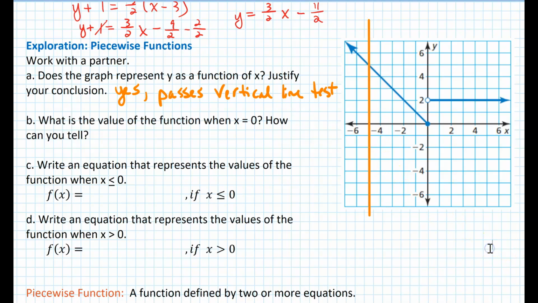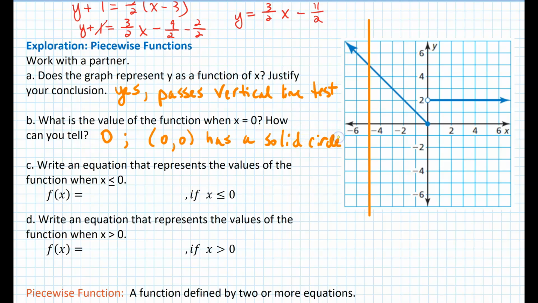Okay, that kind of leads us to the next question. What's the value of the function when x is equal to 0? It is 0. And again, we can tell because of what's going on at the 2. The bubble is not filled in. Yeah, it's not filled in. So 0, 0 has a solid circle.